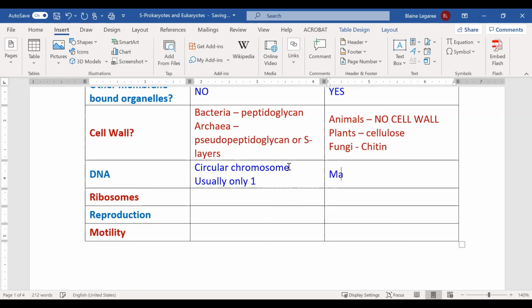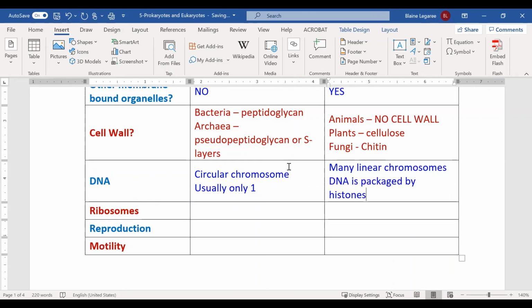Eukaryotes, we have many linear chromosomes. And you can talk about haploid and all those kind of things. We're not going to bother at the moment. And DNA is packaged by histones. So we're going to talk about histones. I don't think we're even going to get there until about topic 13 or 14. So don't worry about those at the moment. Ribosomes in prokaryotes are smaller, and in eukaryotes they're larger. So we'll talk about those.